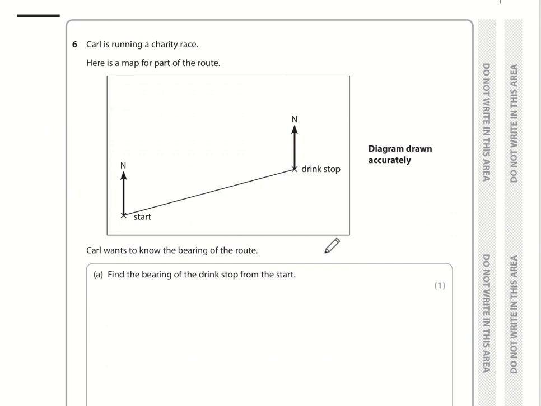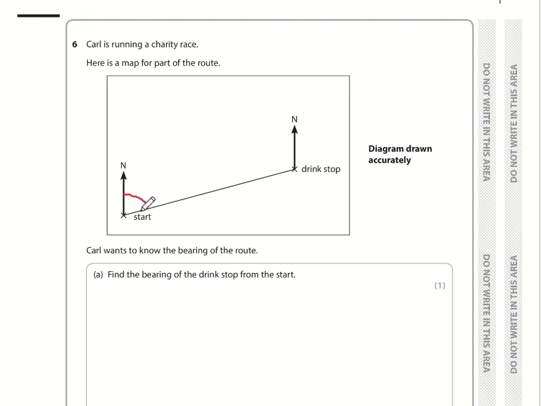Okay, so the bearing of the route means, imagine we're at the start, we're facing north, our whole body is facing north. How many degrees do we need to rotate our body until we're facing the drink stop? So we need to measure this angle here.